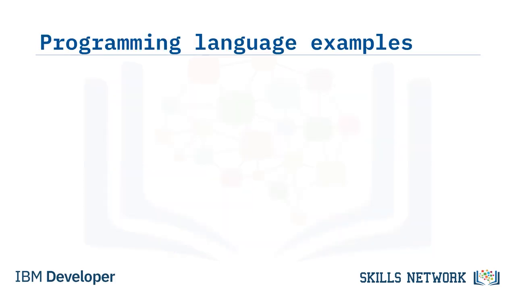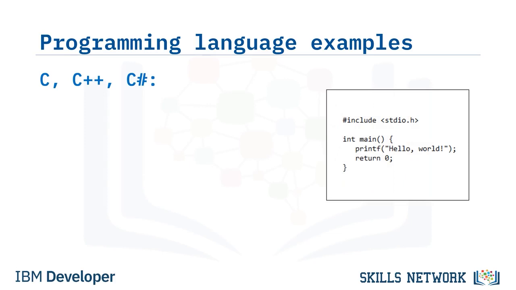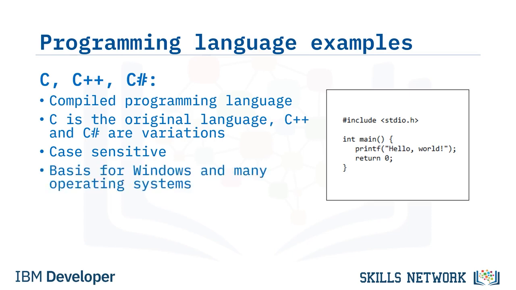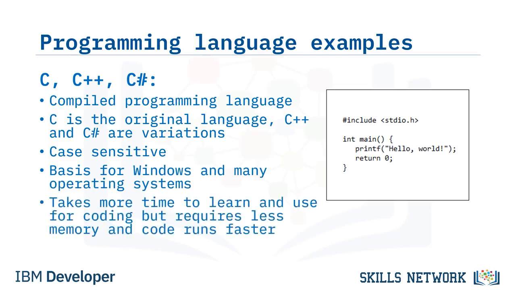To better understand more of the similarities and differences of programming languages, let's take a look at some examples. A few of the most common programming languages are C, C++, and C#. C is a compiled programming language. C is the original language, and C++ and C# are variations. C and its variations are case-sensitive languages. The C programming language is the basis for Windows and other common operating systems. And it takes more time to learn and use for coding, but requires less memory and the code runs faster.